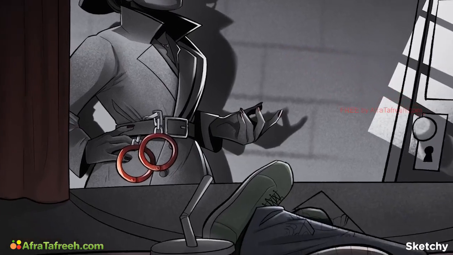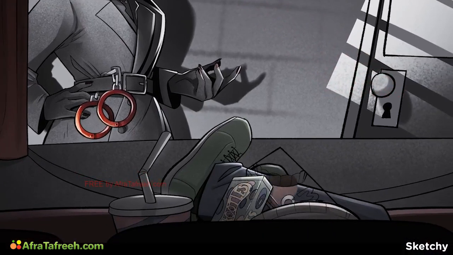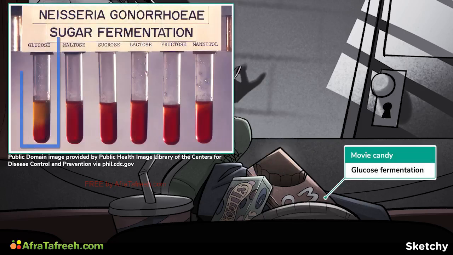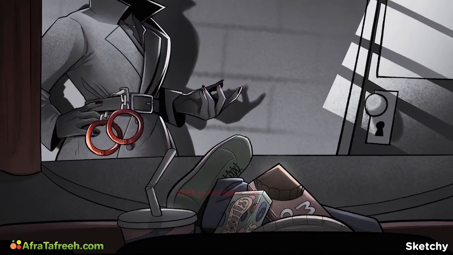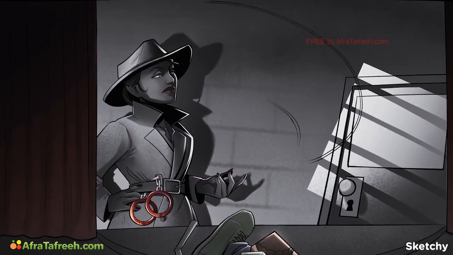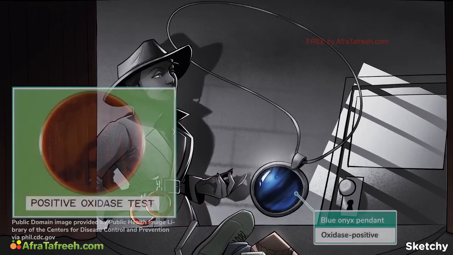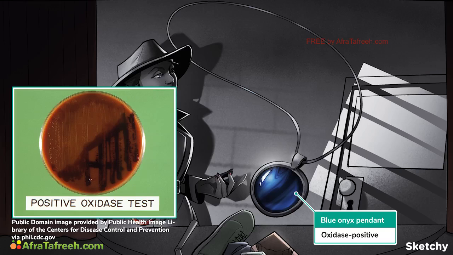For one, both Neisseria meningitidis and Neisseria gonorrhea can metabolize glucose, as presented here by this movie candy. But only Neisseria meningitidis can metabolize both glucose and maltose. To help you remember that Neisseria is also oxidase positive, take a look at this blue onyx pendant. These blue onyx rings and necklaces are our recurring symbol for oxidase positive.